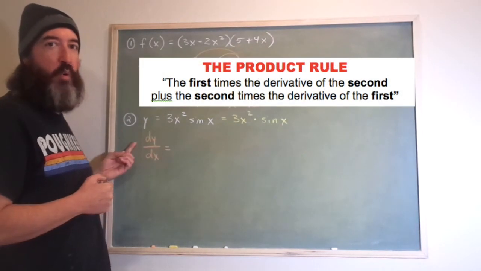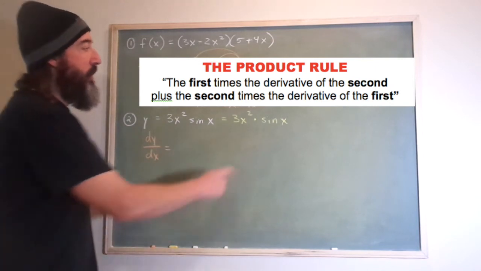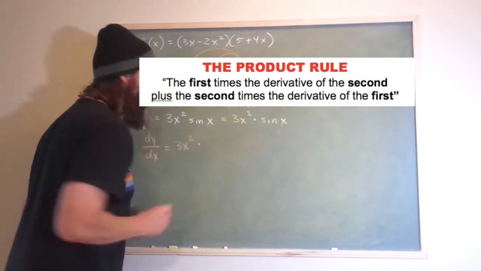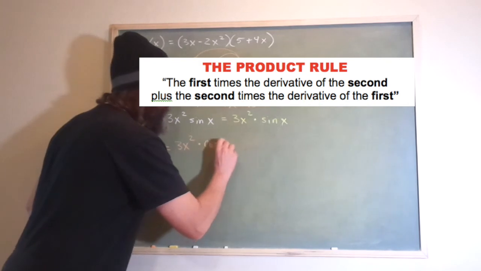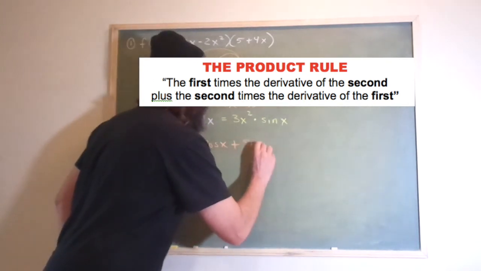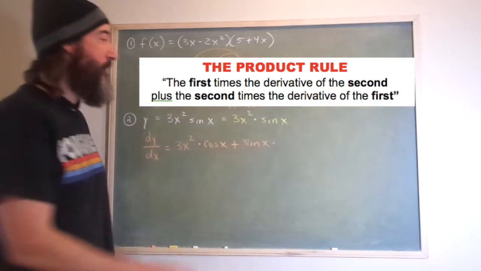To get the derivative of y with respect to x, I'm going to apply the product rule. Let me put the first piece, 3x squared, times the derivative of the second piece. The derivative of sine x is cosine x, plus the second piece, which is sine x, times the derivative of the first piece, and the derivative of 3x squared is 6x.